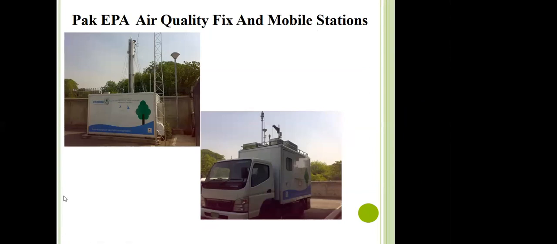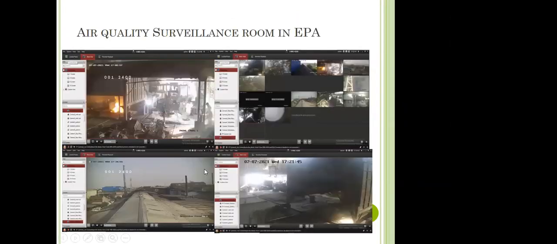This is our air quality surveillance room. We installed these cameras in our industrial area. We watch 24/7, and a backup data recording of 15 days is available. They send their monthly reports to EPA, but we cross check their reports. If we find some violations, we call them.